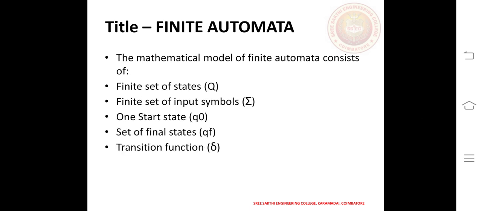The mathematical model of finite automata consists of five different tuples. We call all these five symbols tuples. First one is Q, the capital Q, that represents the set of states. Next is the sigma symbol that represents the set of the input symbols. Next, Q0 represents the starting state. QF represents the final state, and finally the delta, that is the transition symbol. This represents the transition function. All these five tuples combined define the mathematical model for the finite automata.